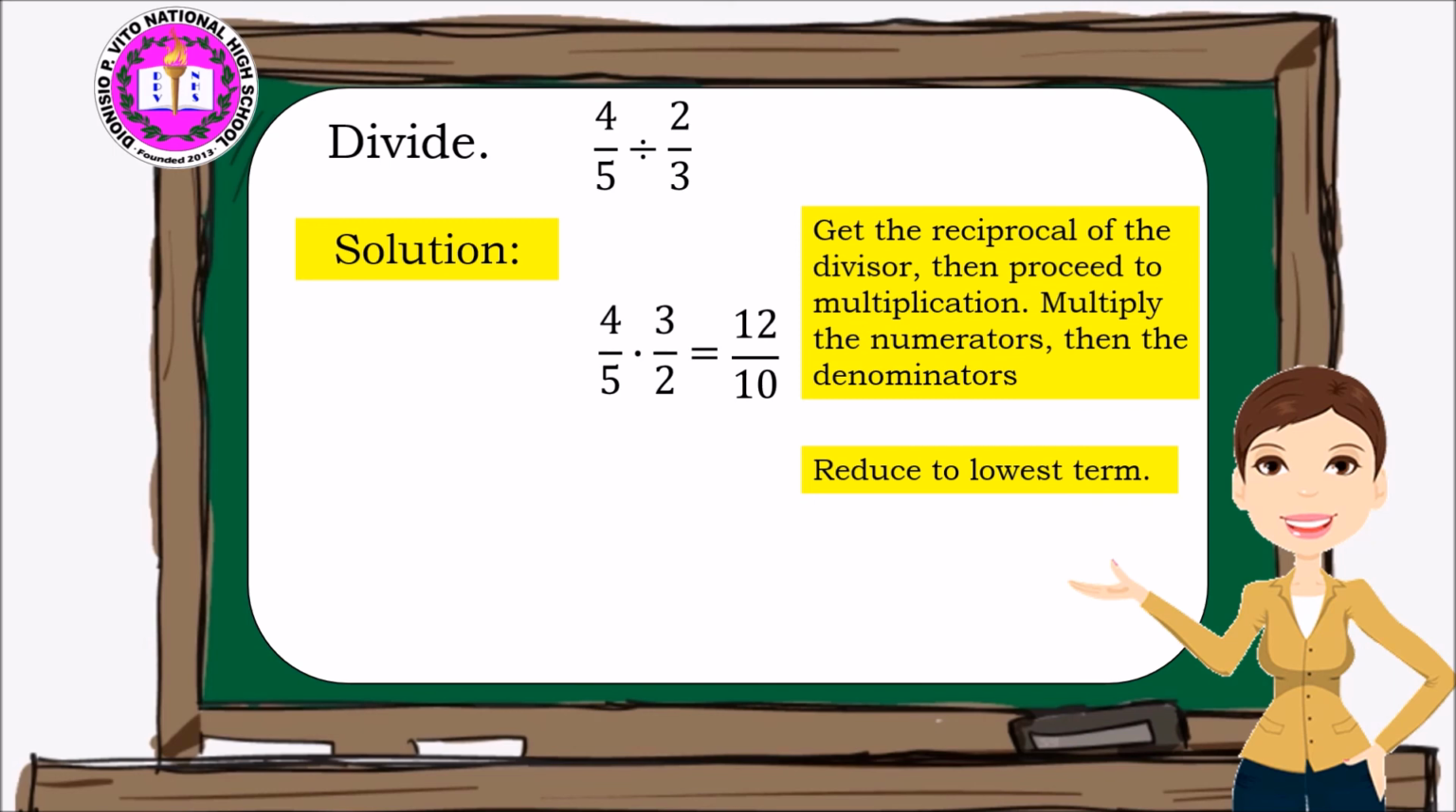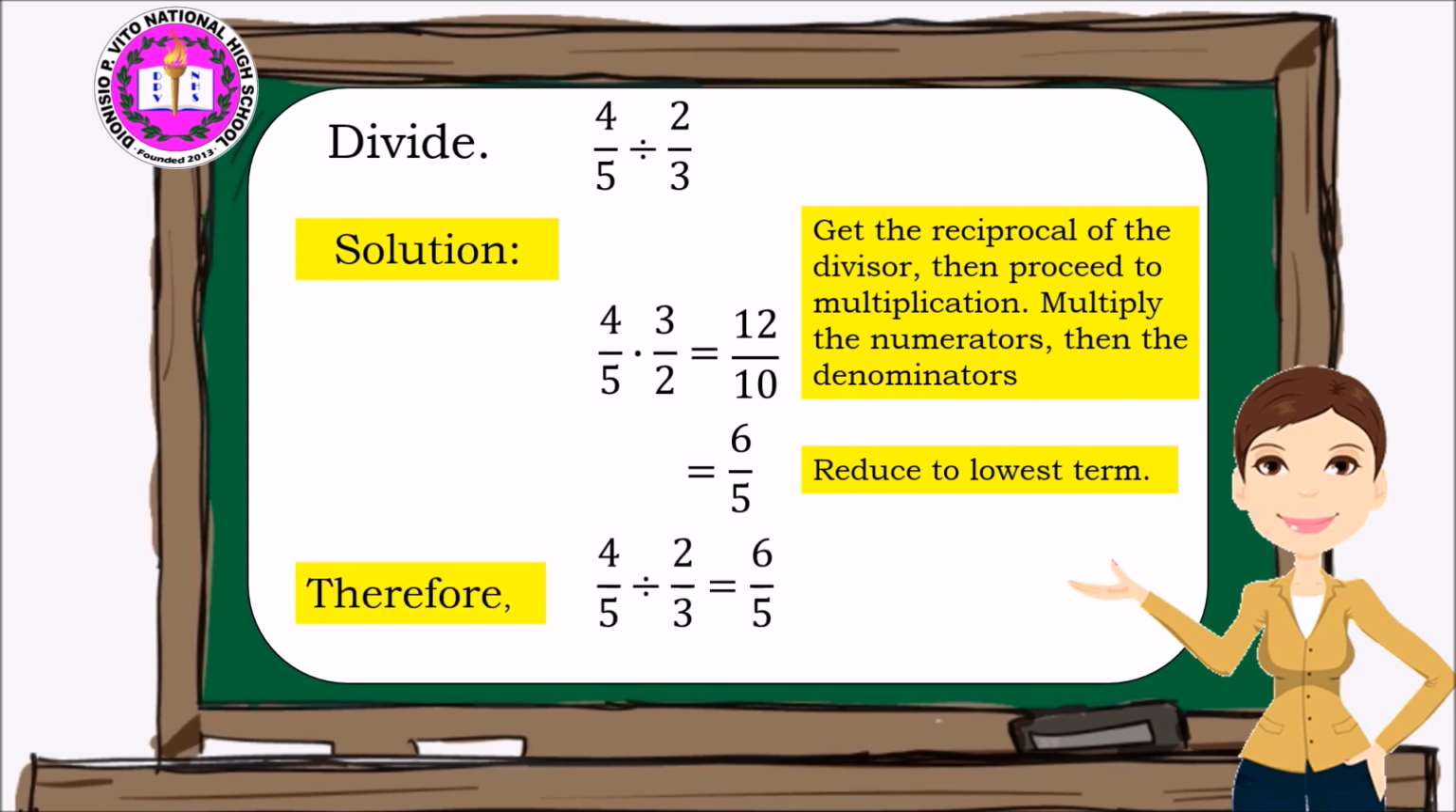Then we're going to reduce to lowest term. 12 over 10 is equal to 6 over 5. Therefore, 4 over 5 divided by 2 over 3 is equal to 6 over 5.